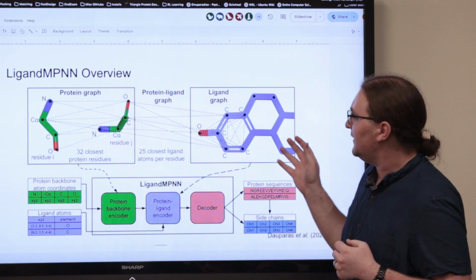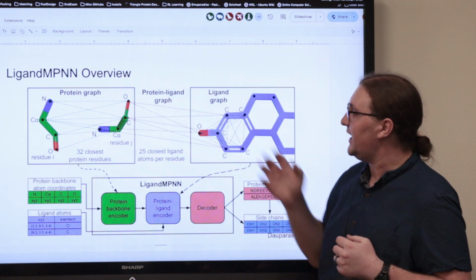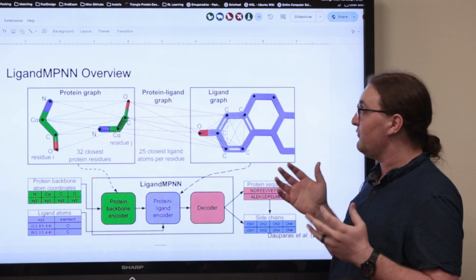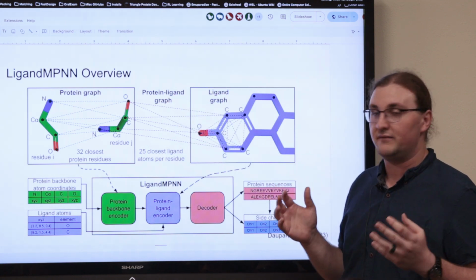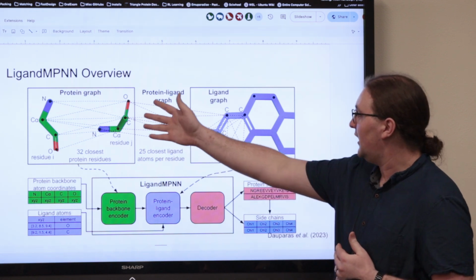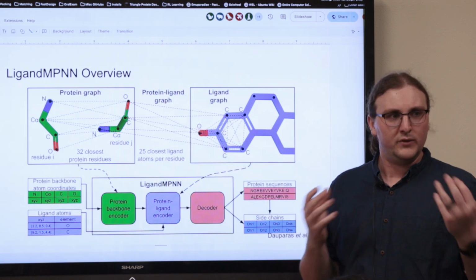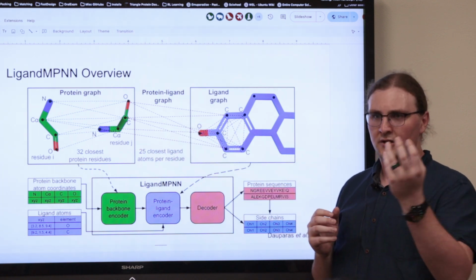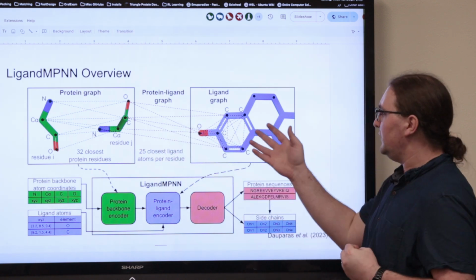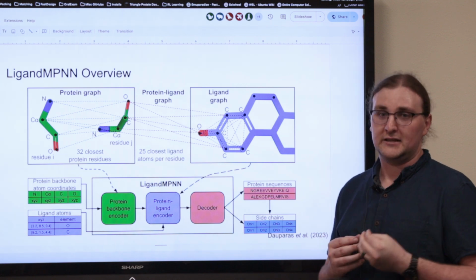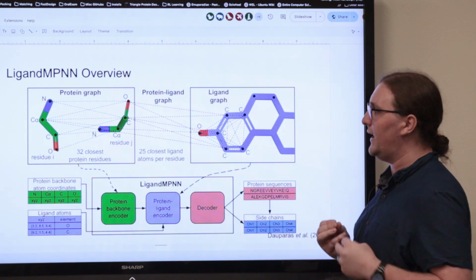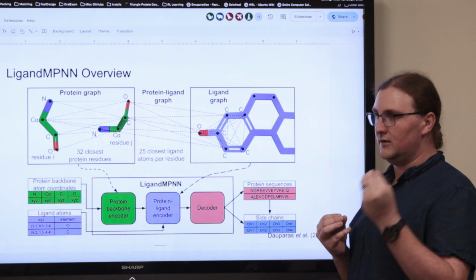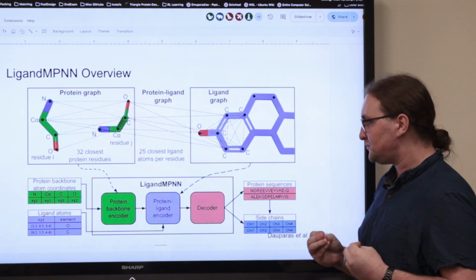And then there's also protein ligand graphs. Like I said, every residue is connected to their 25 nearest ligand atoms. They form another edge there. So it's really kind of 2 graphs, well, 3 graphs. We have the protein graph, residues connected to other residues, the ligand graph, the ligand atoms connected to the other ligand atoms, and then we connect those 2 graphs by forming edges between residues and the atoms.